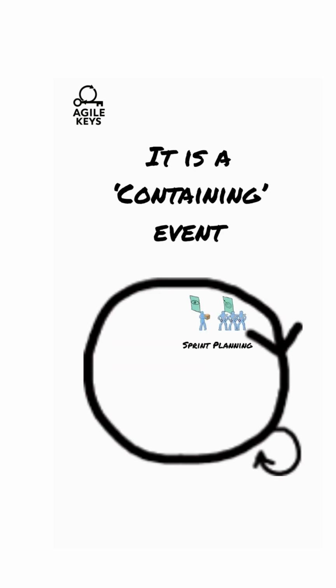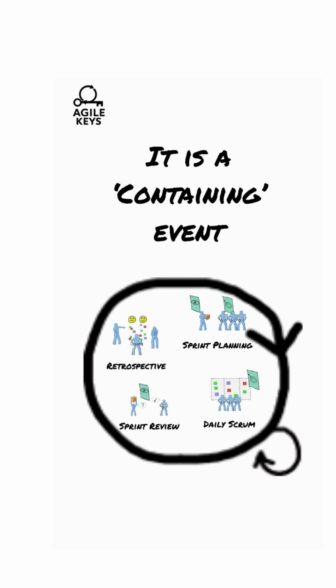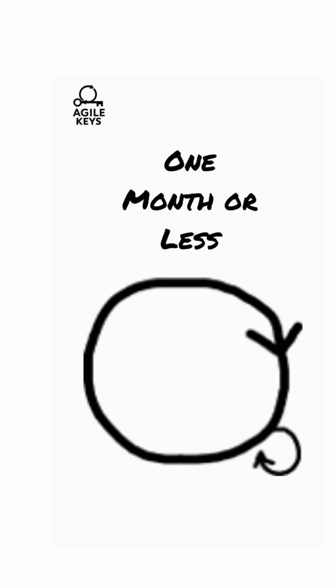The sprint is the very core of Scrum, the heartbeat that enables agility. It is called a containing event because it contains all the other 4 formal Scrum events. In order to reduce complexity, sprints are a month or less in duration. And to further reduce complexity and to aid predictability, sprints are consecutive. There are no gaps between sprints.